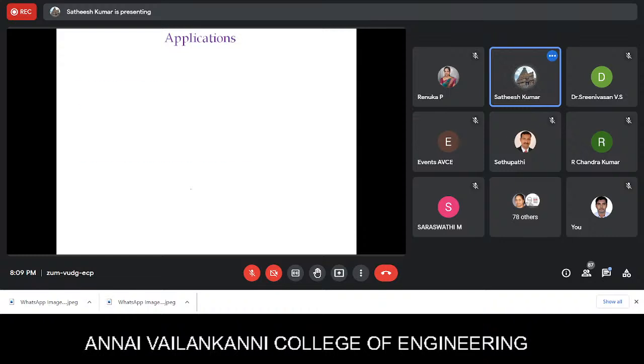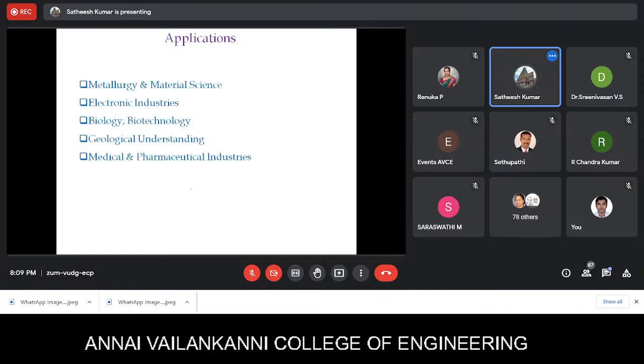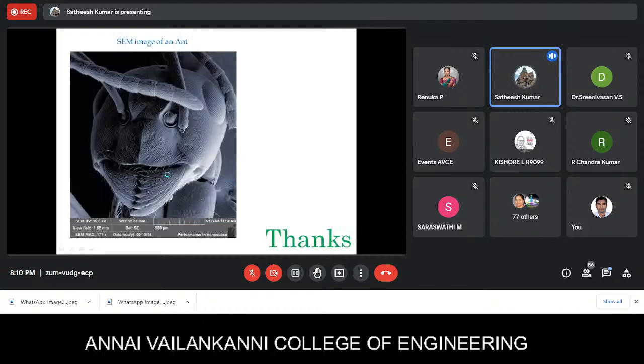Looking at the applications, you have metallurgy and materials science, as we all know, and there is a lot of application in electronics industries, where solder interconnects and chips are also studied, and biology and biotechnology is another important field where the SEM application is tremendous. Even geologists and mineralogists use SEM for understanding rocks and salts, and of course the medical and pharmaceutical industries are another important stakeholder for SEM.